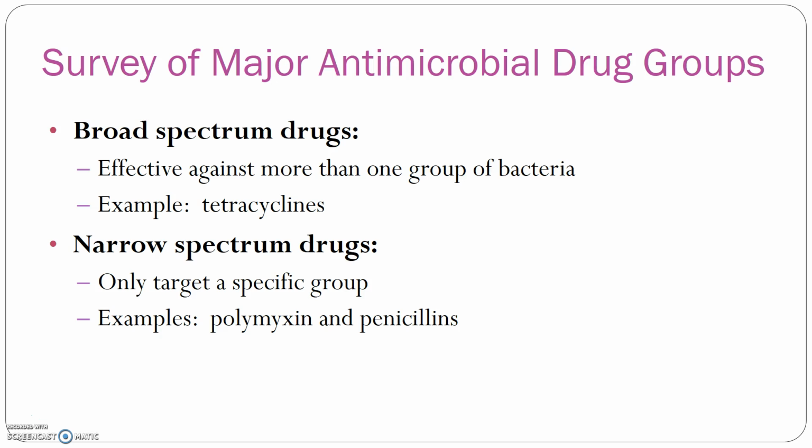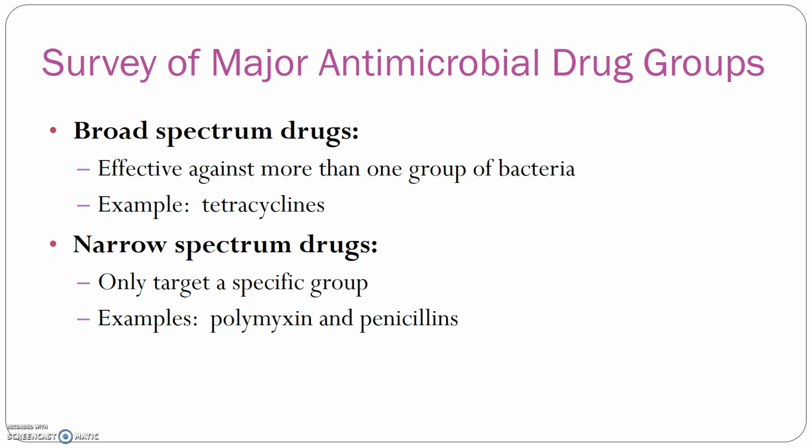So broad spectrum drugs are really going to be effective against more than one group of bacteria, or in some cases, eukaryotes as well. One example is tetracyclines. So tetracyclines are good to give, obviously, if you don't really know what the causative agent is, the idea would be you could kill off a wide spectrum of bacteria.